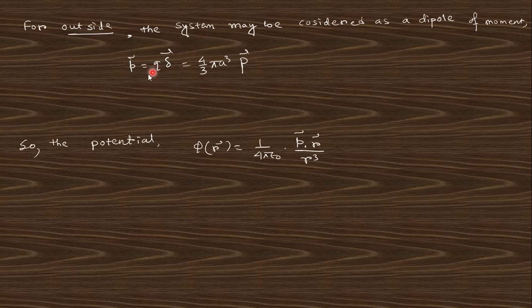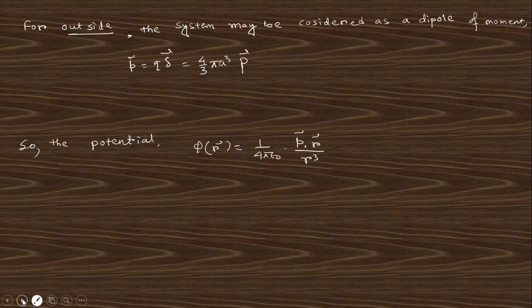For outside, the dipole moment is q into delta, the total dipole moment, and the corresponding potential will be this, because this is the potential for a dipole. If you don't know this relation, you can go through the description box. There is a video for class 12 level, in which this derivation was obtained.